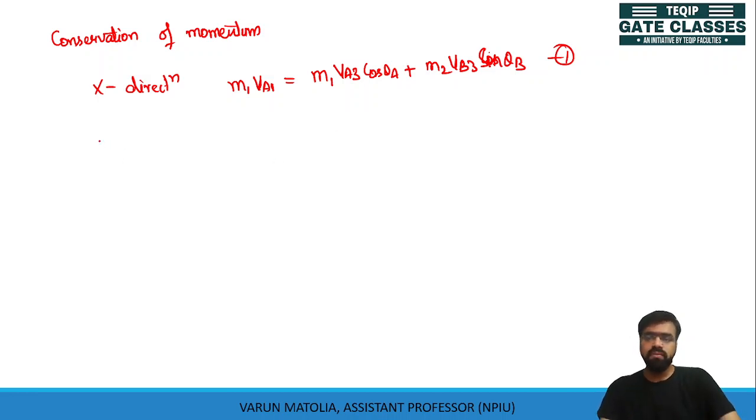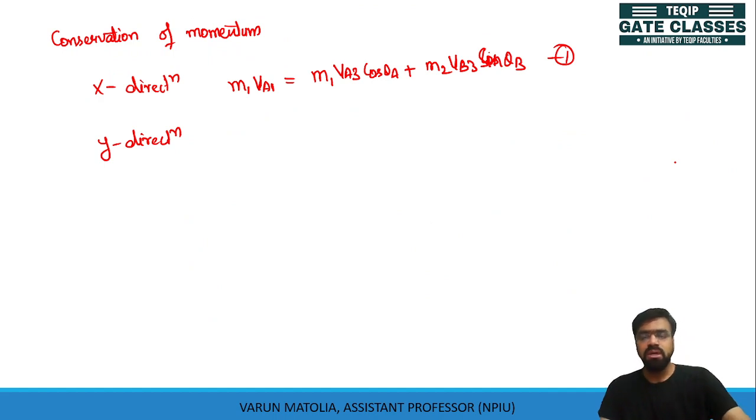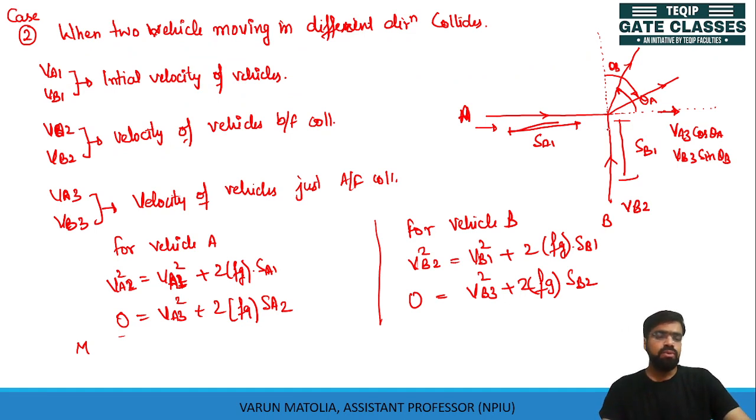Similarly, for y direction, we have this B vehicle moving with a velocity of VB2. Okay, I'm sorry, this is VA2, because we are comparing just before the collision and just after the collision. So just before the collision this is VA2. Okay, and this is VB2 just before the collision, and after the collision we have 2 components of velocity, that is VB3 cos theta B and VA3 cos theta A.